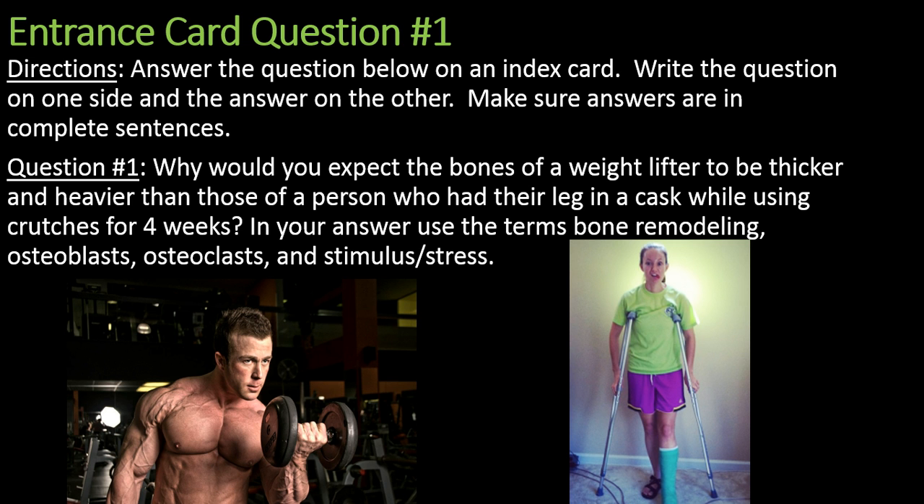That leads us to our next entrance card. So the first entrance card here. Remember, I want you to write the actual question on one side and your answer on the back so you have a nice study resource. So here's your question. Why would you expect the bones of a weightlifter to be thicker and heavier than those of a person who had their leg in a cast while using crutches for 4 weeks? When you write your answer, make sure you use the terms bone remodeling, osteoblast, osteoclast, and stimulus or stress.